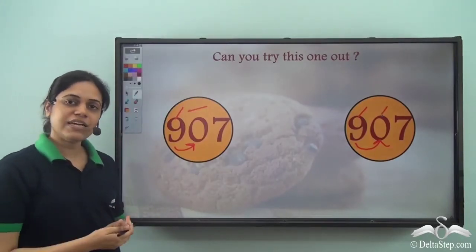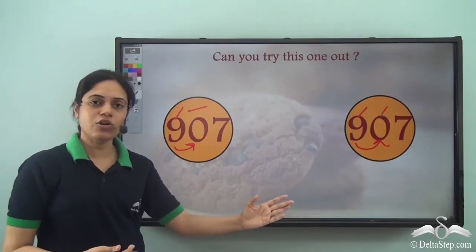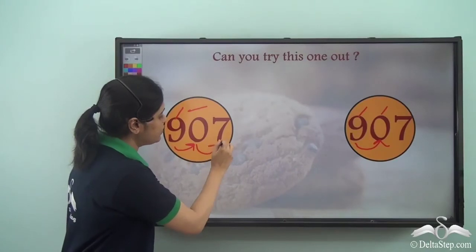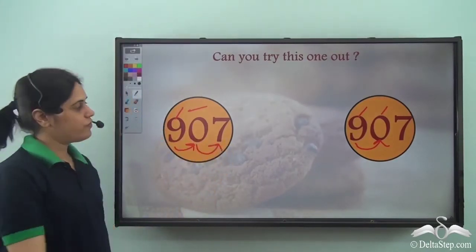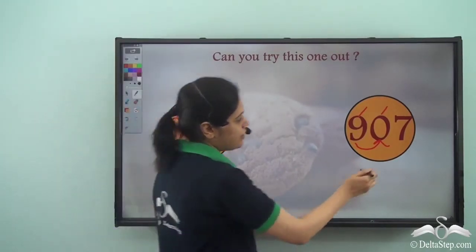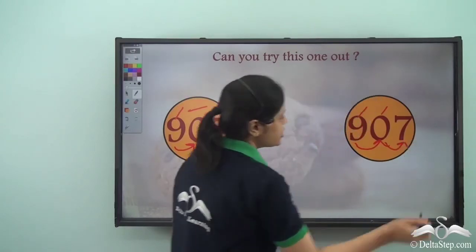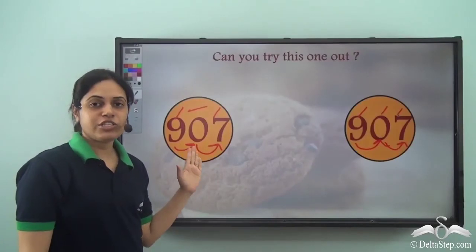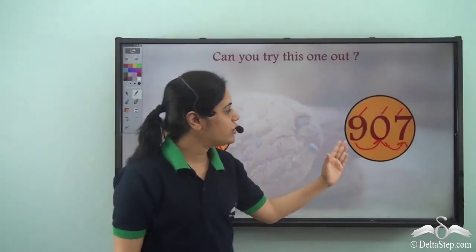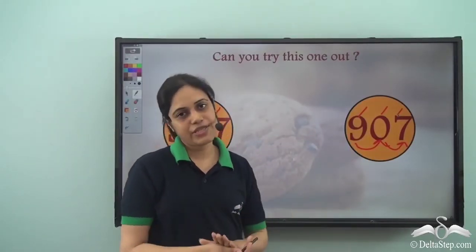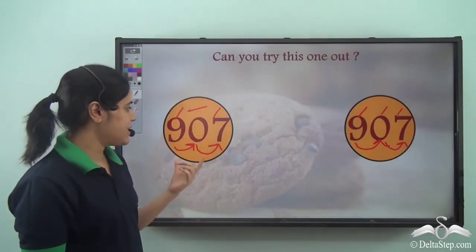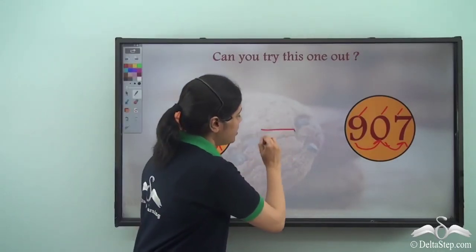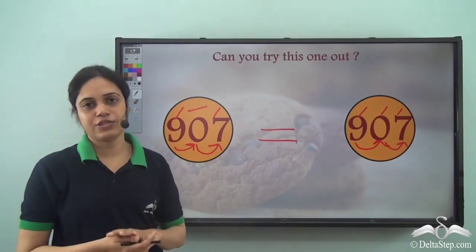0. Once again, 0 is equal to 0. So I move to the digit after 0, which is 7. And from here, digit after 0 is 7 again. So all the digits of this number are equal to the digits of this number. So we can say that 907 is equal to 907.